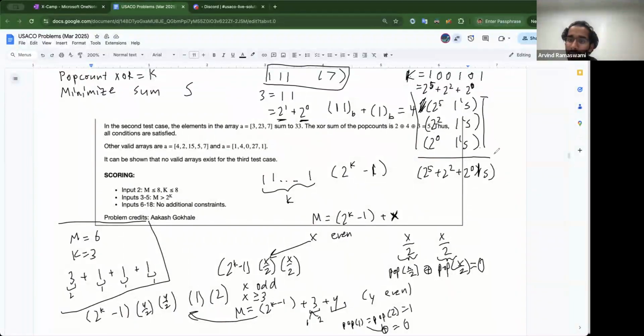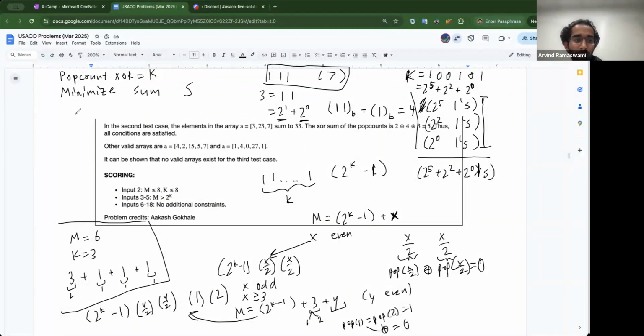So this sum here is definitely going to be smaller, right? Because you have 2 to the 5, this is less than 2 to the 5, and if you add these, it's going to be less than 2 to the 6. But here we're adding these things, so it's going to be pretty large. So to minimize the sum where the pop count XOR is equal to k, you consider the binary representation of k, and then break it according to the powers of 2, right?